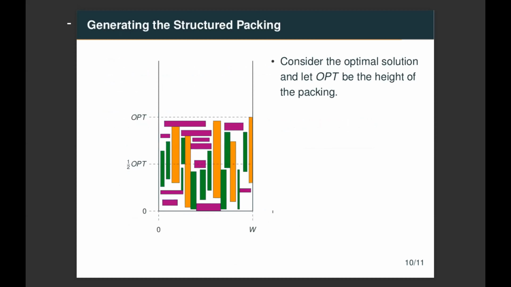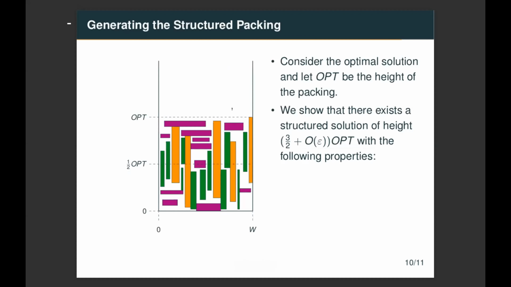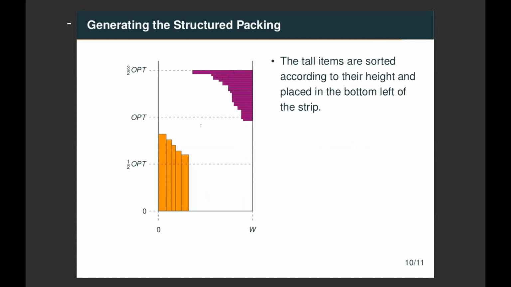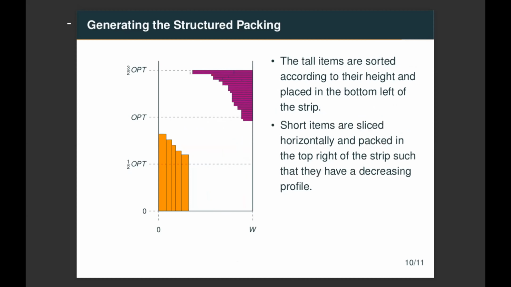Now I'm going to explain our structural lemma. Consider we have an optimal solution, and let opt be the height of this packing. From this, we want to obtain a structured solution with height 3/2 plus O(epsilon) opt with the following properties. The first property is that we can place the tall items sorted according to their heights in the bottom left of the strip. For the short items, if we allow slicing them horizontally so that the slices have unit height, we can place them in the top right of the strip such that they form this decreasing profile.